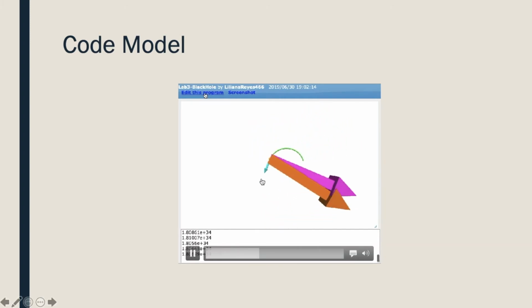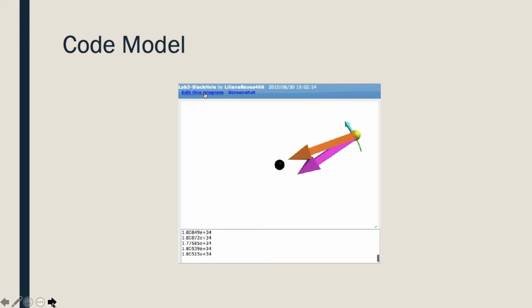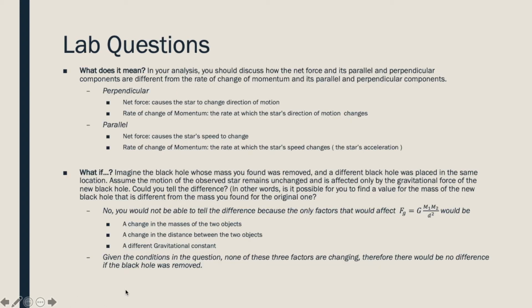As you can see, the blue vector is the parallel vector, the orange vector is the net force, and the pink vector that you can see is the perpendicular force. And next we will take a look at some lab questions.